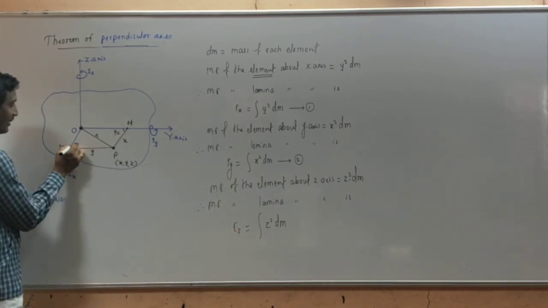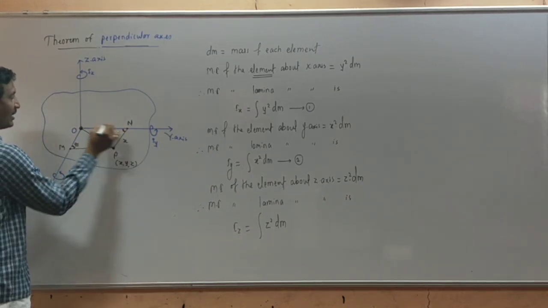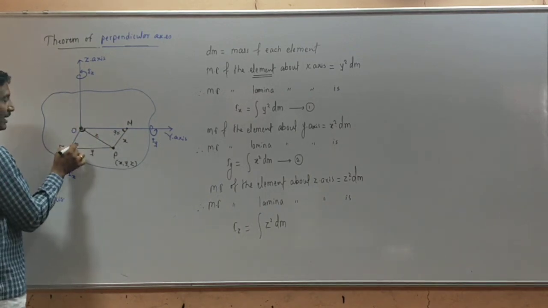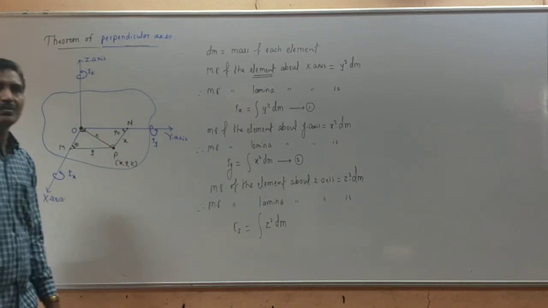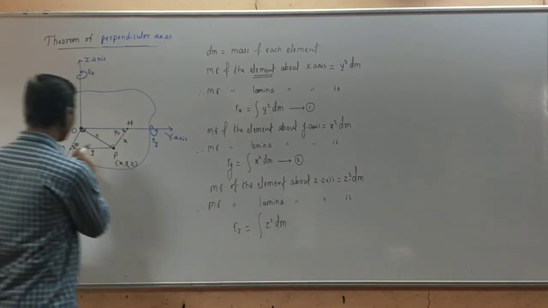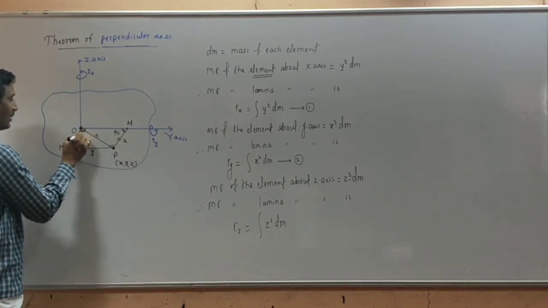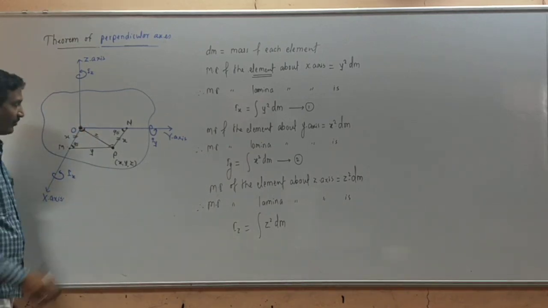This angle is 90 degree. This angle is 90 degree. The angle between x axis and y axis is also 90. So 90, 90, 90. Therefore, this is also 90. So each and every angle is of measure 90 degree. Therefore, this quadrilateral is a rectangle, so its opposite sides are equal. So therefore, OM is equal to x.